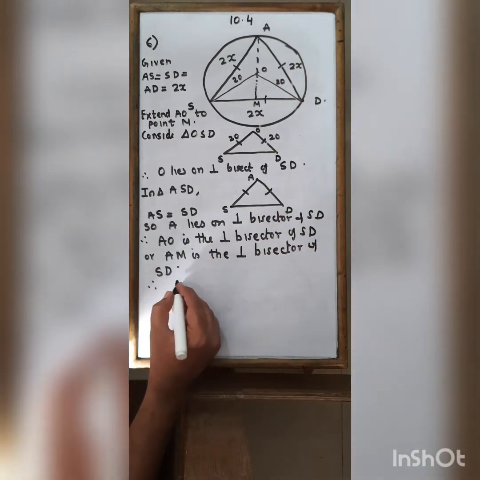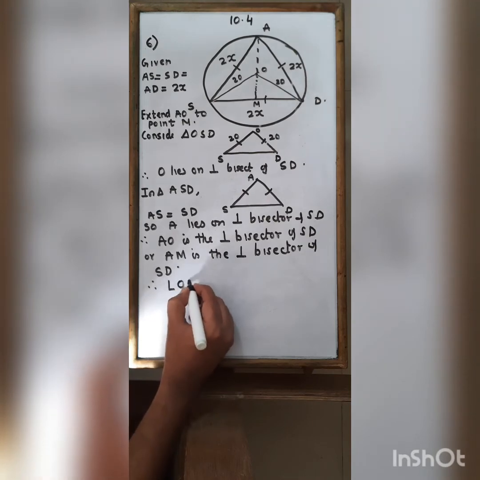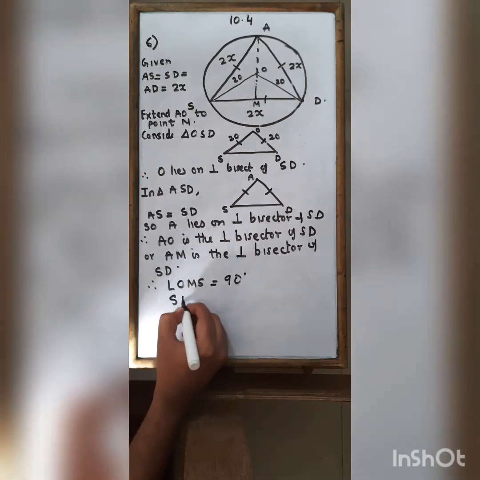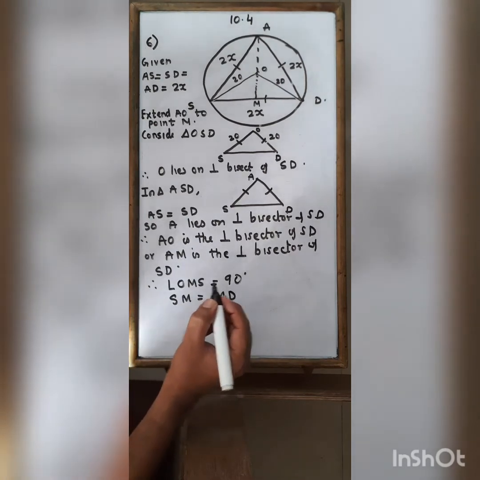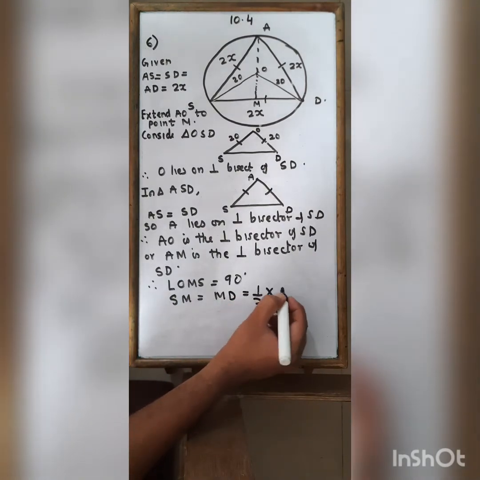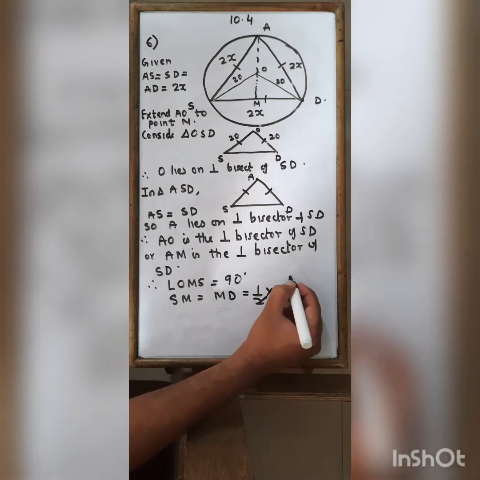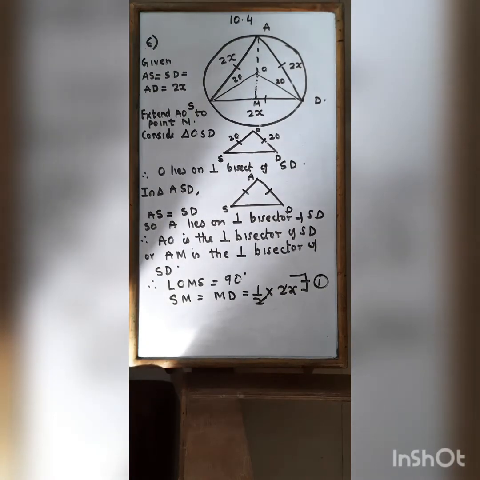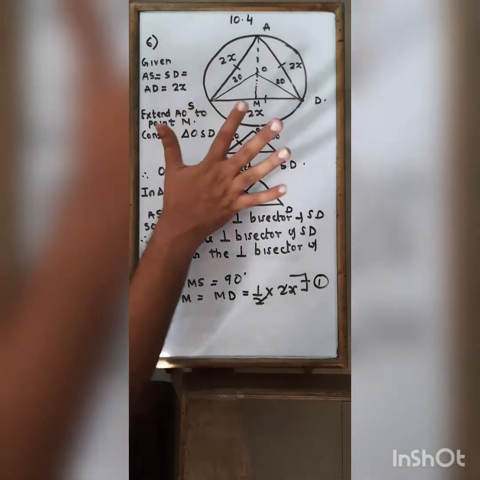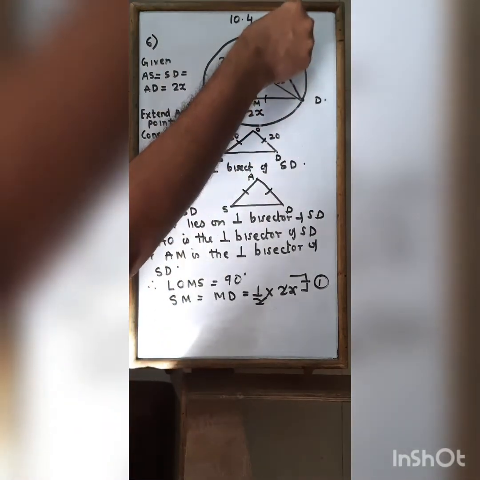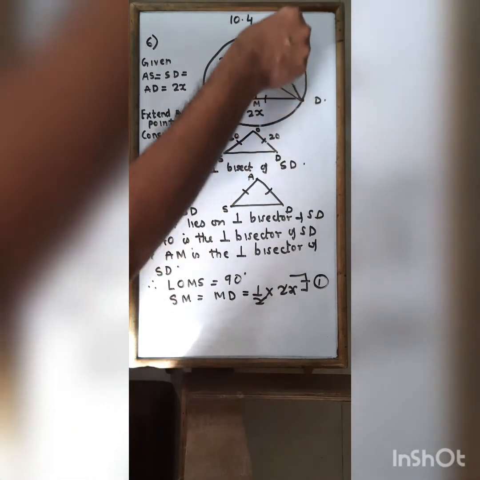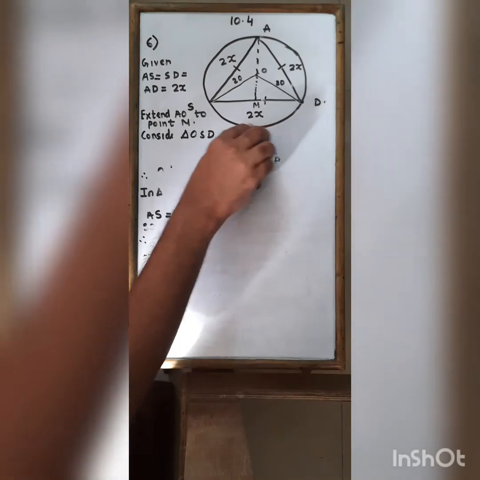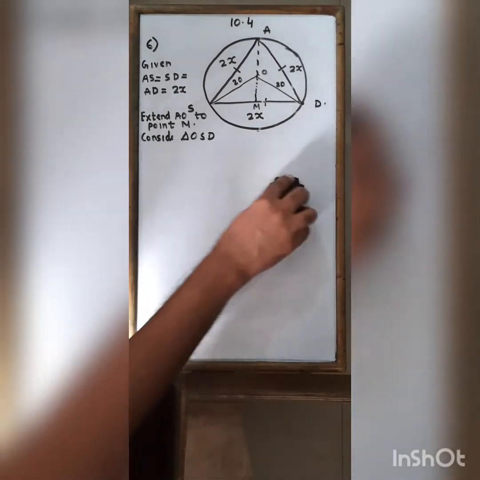So therefore I can say angle OMS is equal to 90 degree and SM is equal to MD is equal to half into 2x. So you get cancel this. So this property I will write it as equation 1. Note down this much. So this first part is same. You just have to prove that this is a perpendicular bisector. If this is a perpendicular bisector, then if I extend it, that whole line is a perpendicular bisector. Got it?